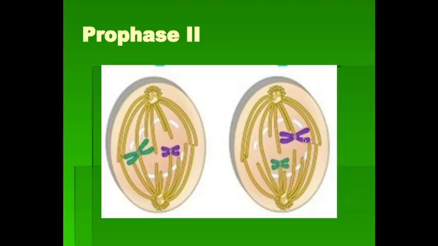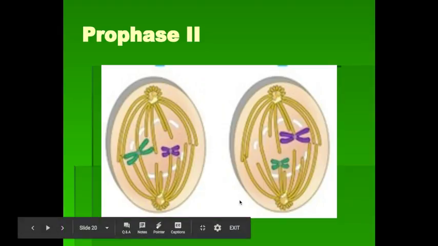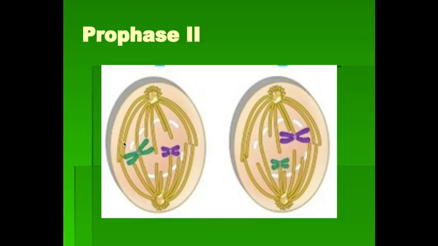So here we have, remember we started off in a cell that had 4 chromosomes in it. Now we have two cells that have two chromosomes each. This is just an example. Obviously, cells can have lots of different numbers of chromosomes based on the organism they are a part of.